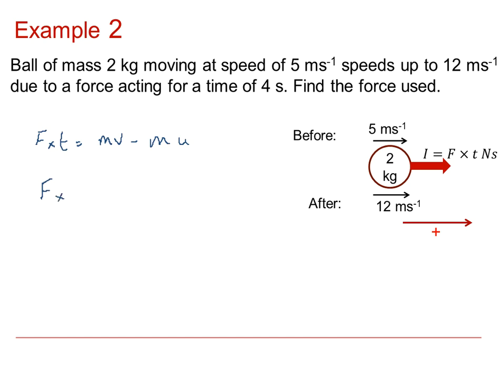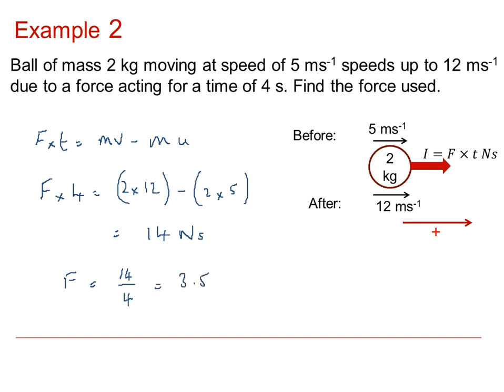so that the force multiplied by 4 is equal to the mass 2 multiplied by 12, the final momentum that is, minus 2 multiplied by 5, the initial momentum. And that comes to be 14 Newton seconds. Therefore, to get F, we need to do the 14 divided by the time 4. F must be 14 over 4, which is 3.5. Of course, this is a force, so its units are newtons.